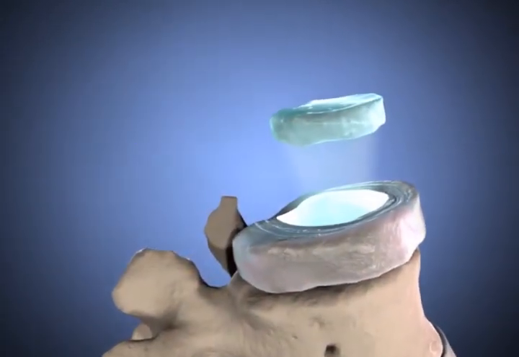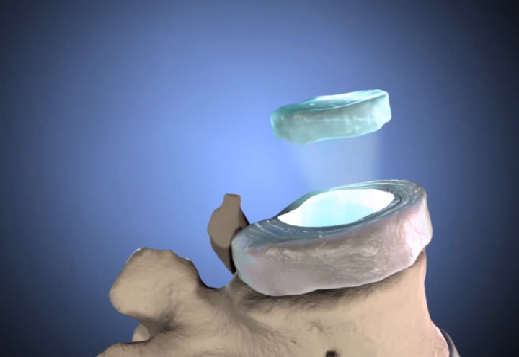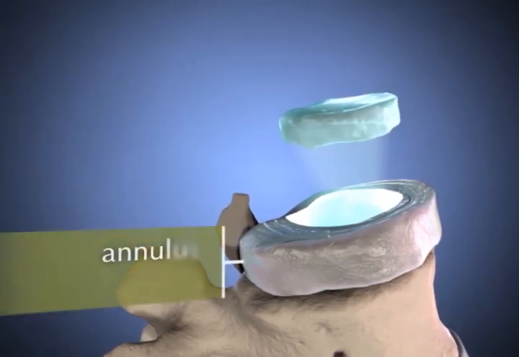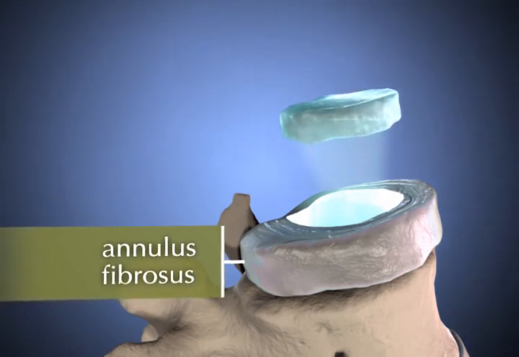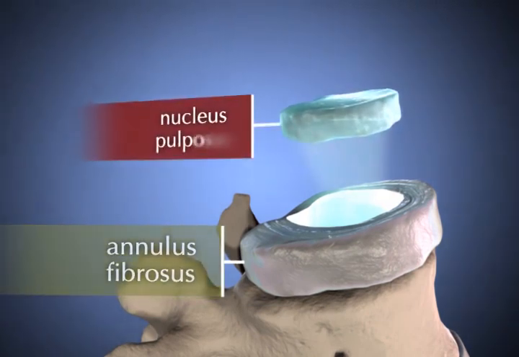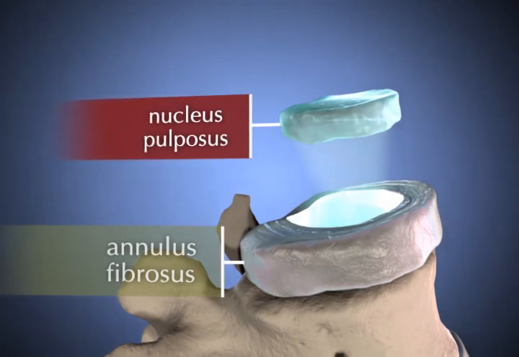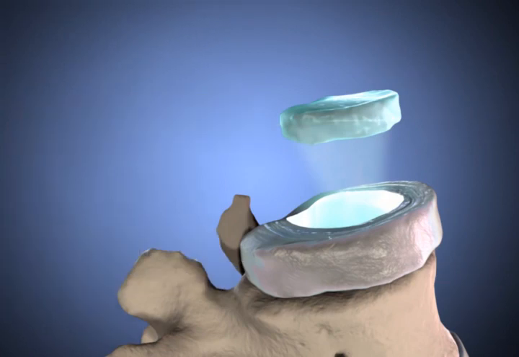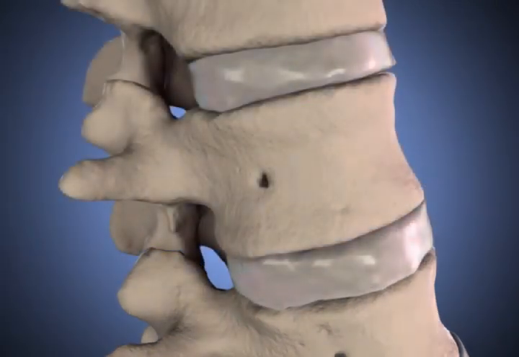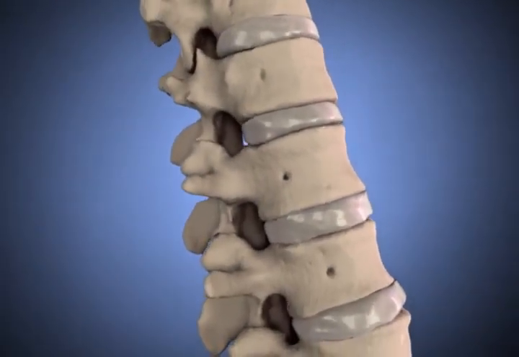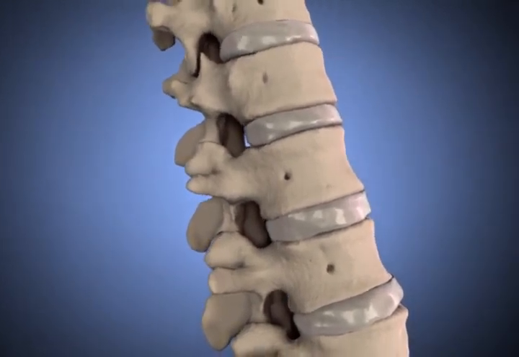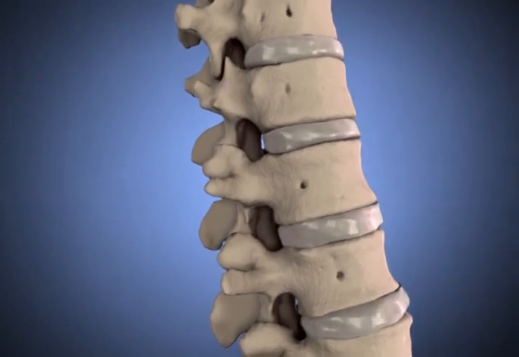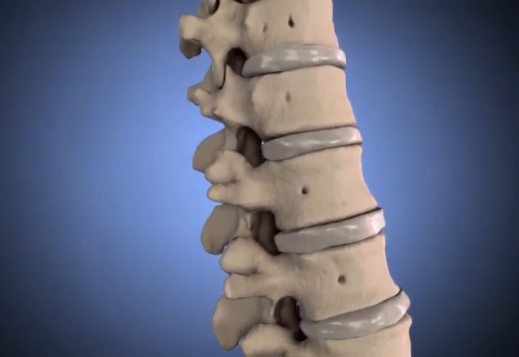Each intervertebral disc is made up of two components, the annulus fibrosus and the nucleus pulposus. The annulus fibrosus is the tough outer portion of the disc. The nucleus pulposus is the inner gel material surrounded by the annulus fibrosus. These discs and the space between the bones that they fill give the lower back flexibility. The discs act much like shock absorbers throughout the spinal column to cushion the bones as the body moves.